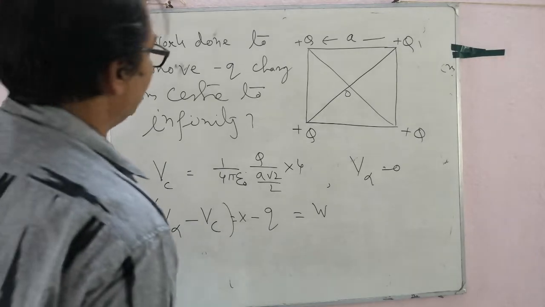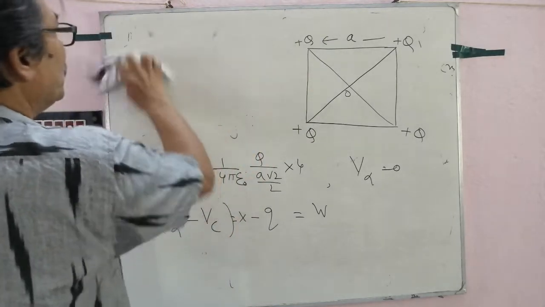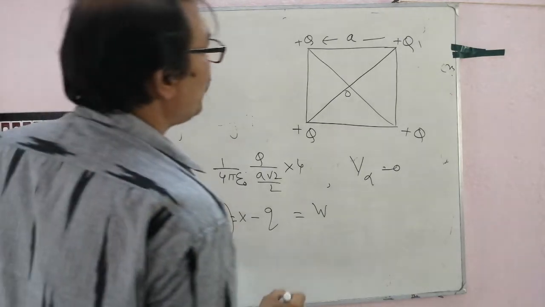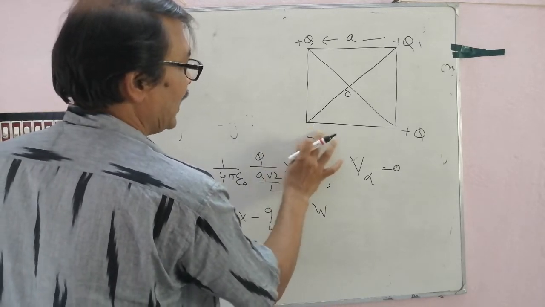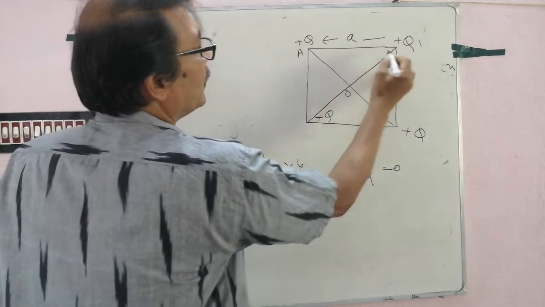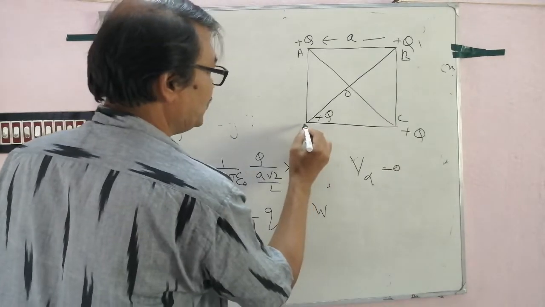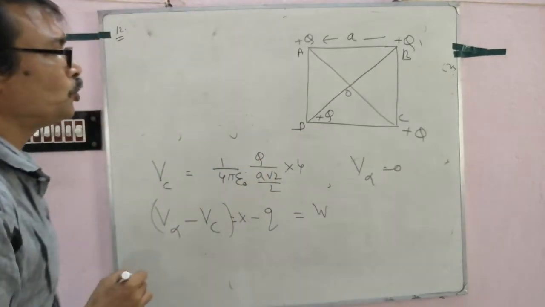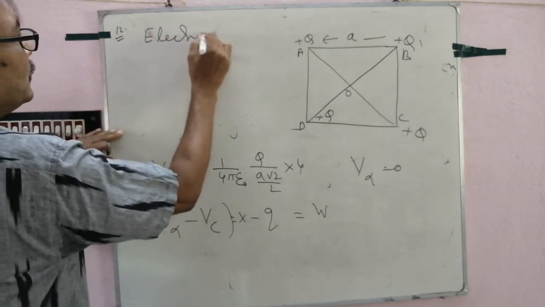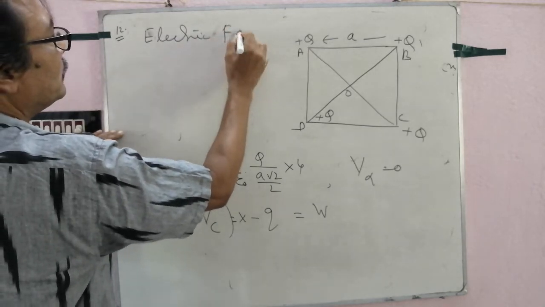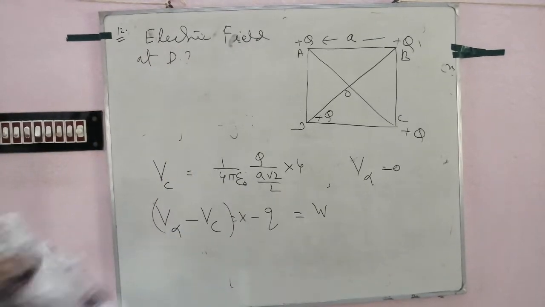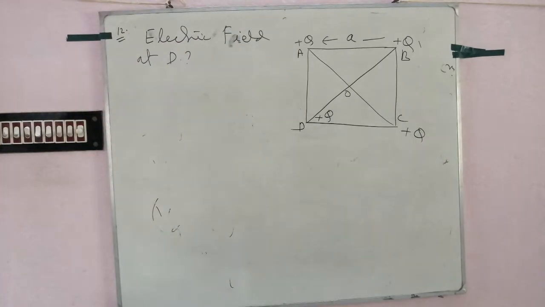My next question, question number 12. You have to find out here plus Q charge, A, B, C. Suppose this point is D. You have to find out the electric field at D. If the question is of such type, you have to find out the electric field at D.